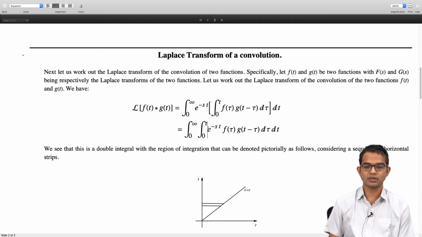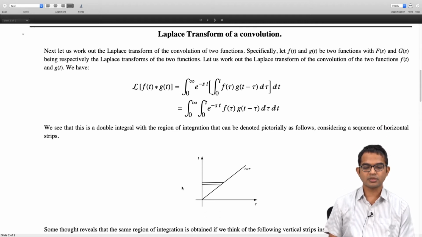So I have some function here which is some function of t and tau, right? And then the limits of this integration are, first of all, I fix t and take tau to go from 0 to t, and then I allow t itself to go from 0 to infinity, right? So basically I'm covering this entire region which lies above this line t equal to tau and to the right of the y-axis. This entire region is covered.